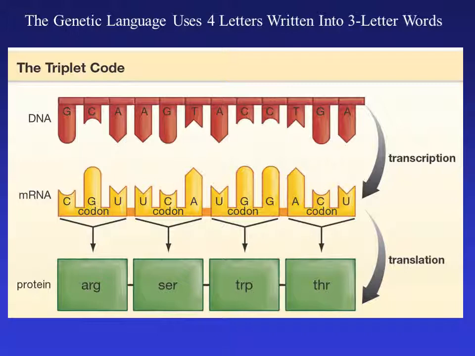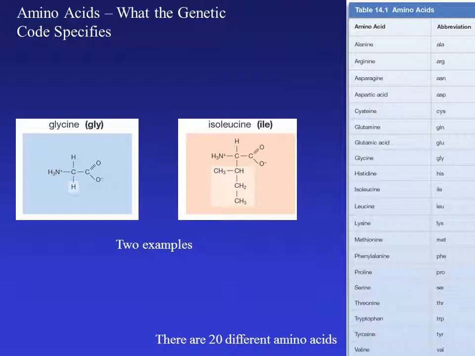So, as you can see, the genetic language uses 4 letters written into 3-letter words. Let's look how this works. So the DNA in transcription makes mRNA, and mRNA makes a long chain. But then to get that into protein, you take that and you chunk it into 3-letter sections, and those 3-letter sections relate to a certain amino acid that is then added to a protein chain. So going from the DNA to the RNA, that's transcription. Going from the RNA to the protein, that's translation.